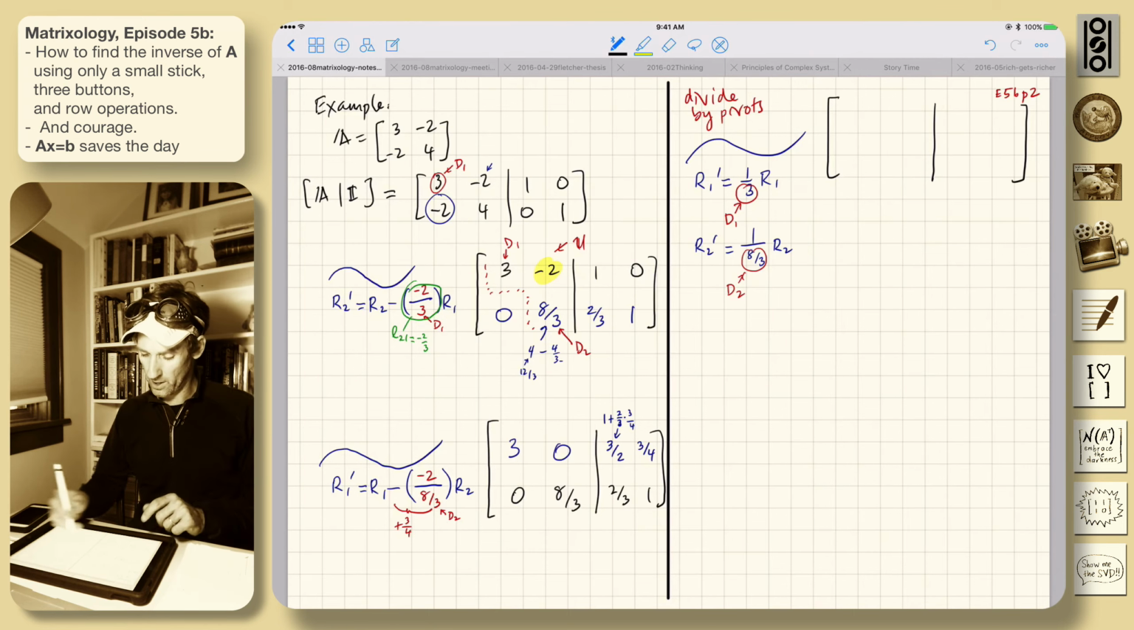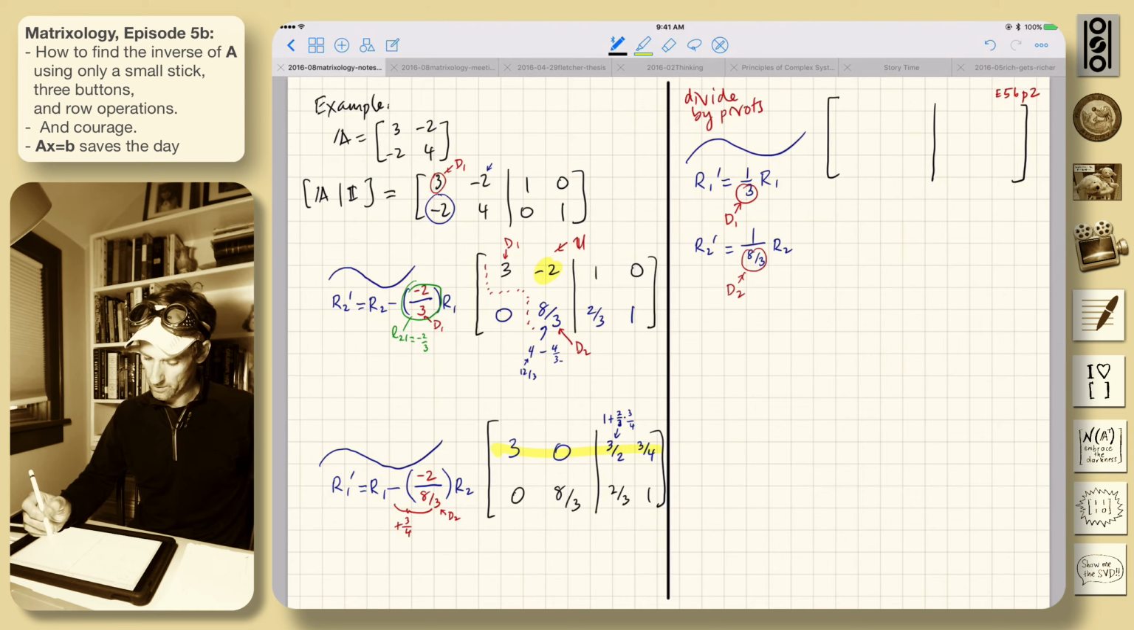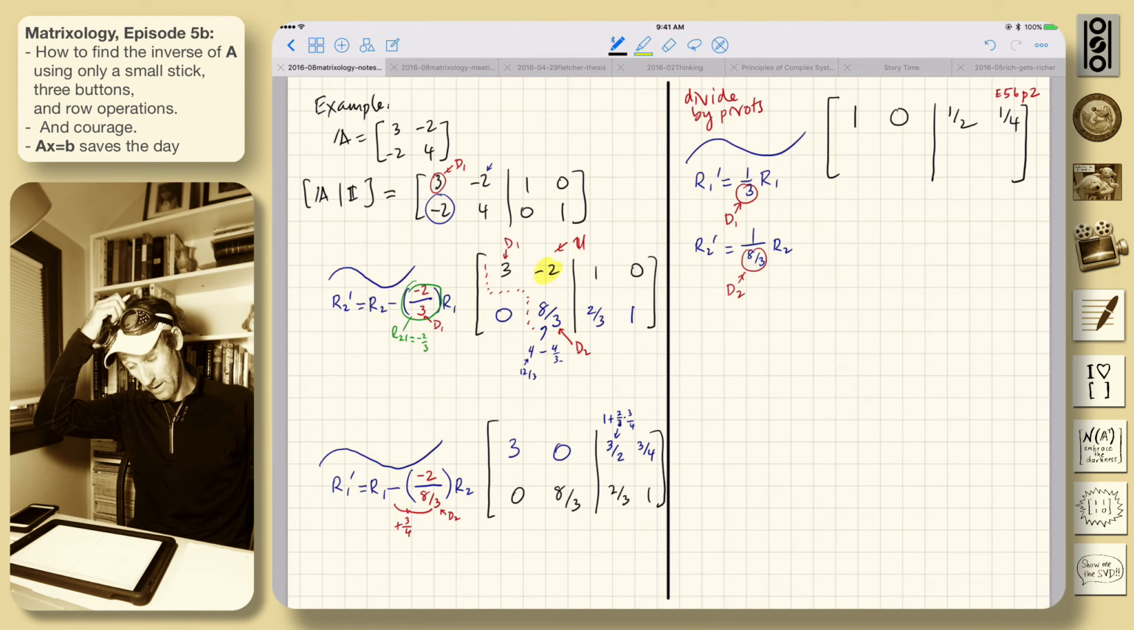So divide the top row by 3. So let's do that. So we go through. There's a 1, which was the plan. 0, also part of our plan. Dividing through, we get a half there and a quarter there. Right, the 3's disappear. Amazing.